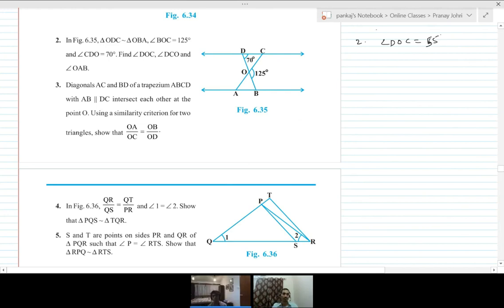So then angle DCO will be 180 minus 70 plus 55, so DCO will be 35. DCO will also be 55. Okay, so now OAB.